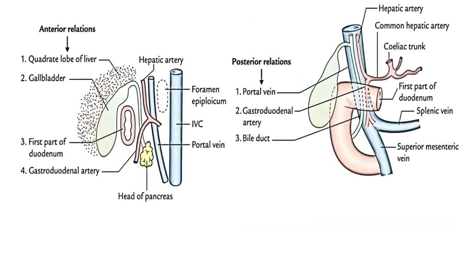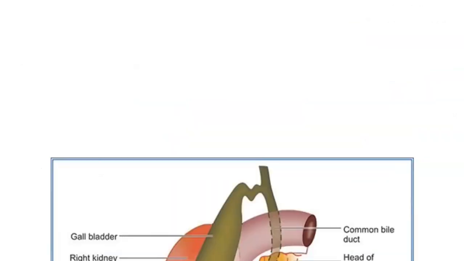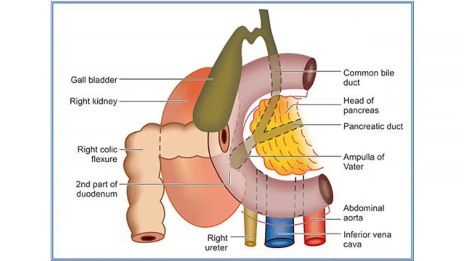As you can see here, anterior to the first part of the duodenum are the gallbladder and the quadrate lobe of the liver, and posteriorly you will find the gastroduodenal artery, head of the pancreas, the portal vein, inferior vena cava, and here is the epiploic foramen. So these are the structures found around the first part of the duodenum.